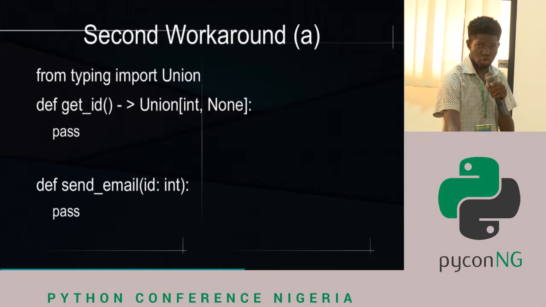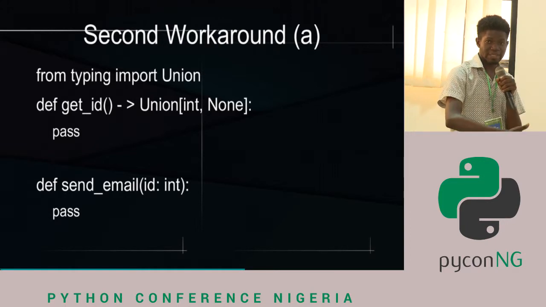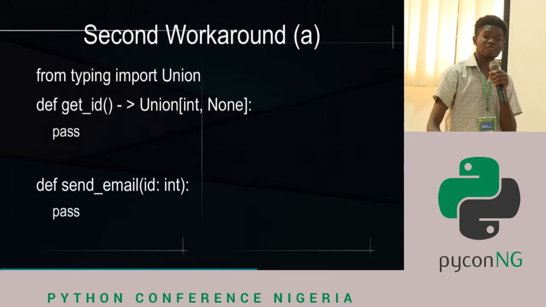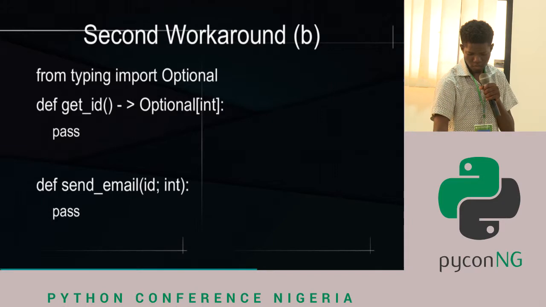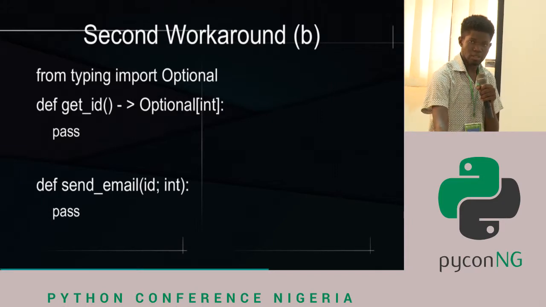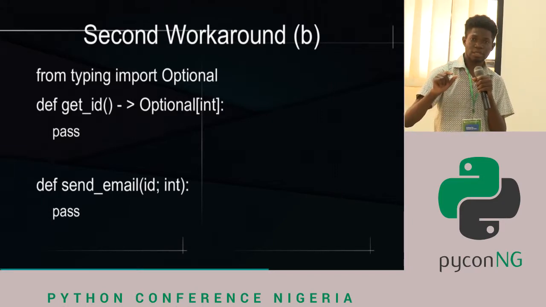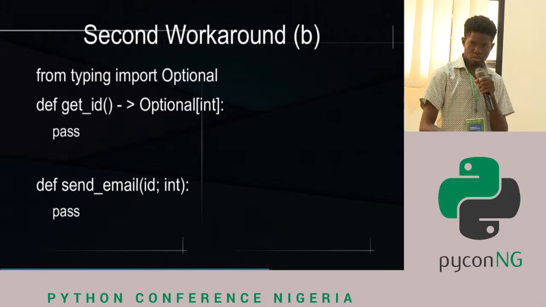You can use a Union because it can be an integer or None. And since it's very popular, Python came with an inbuilt alias, which I mentioned today, called Optional. So you just use Optional[int], which means integer or None.